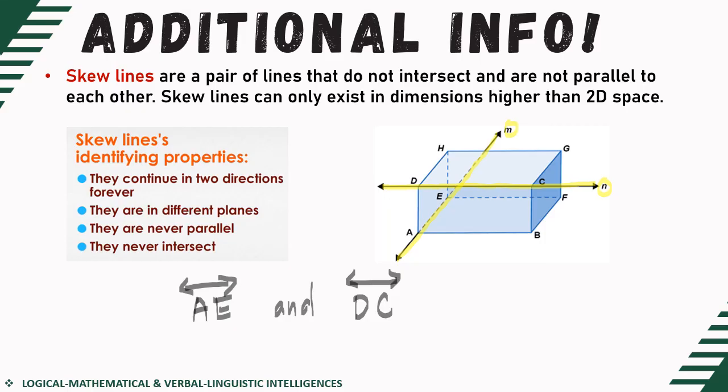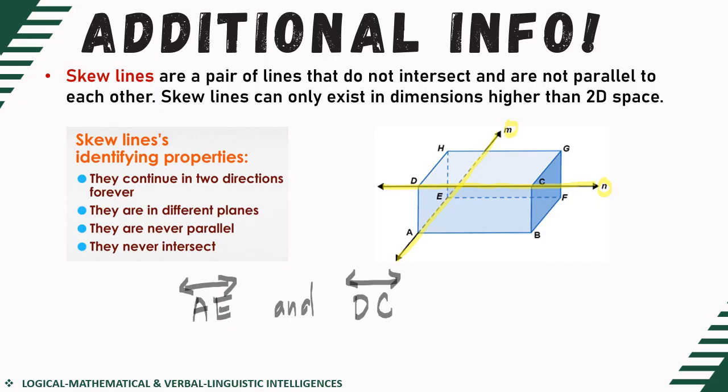Imagine the figure in real life. Line N is found at the front view top portion of the figure, while line M is at the bottom side view portion of the given figure. They are not coplanar, they are not parallel, they do not intersect, and they continue in two directions forever. So, although they continue in two directions, still they do not intersect. Those are examples of skew lines.